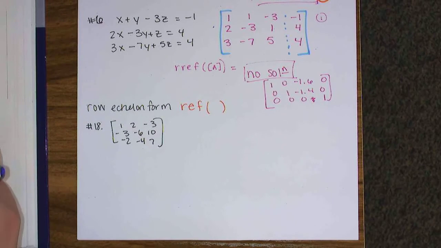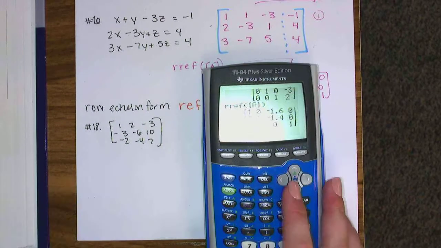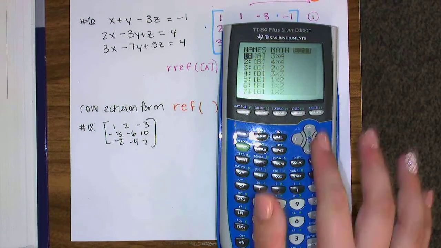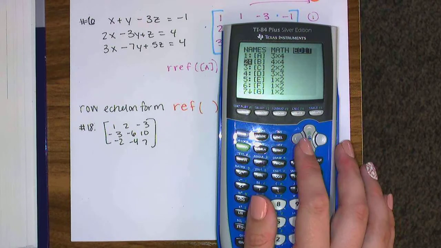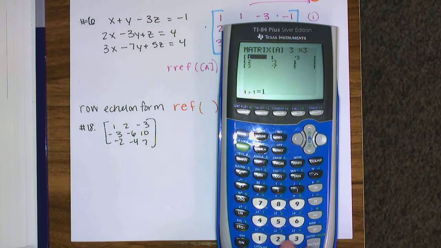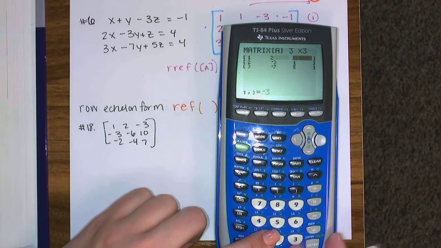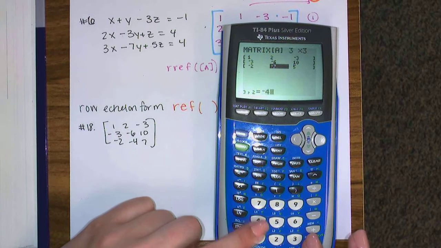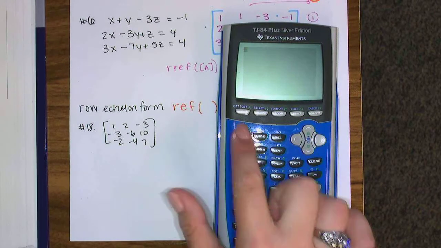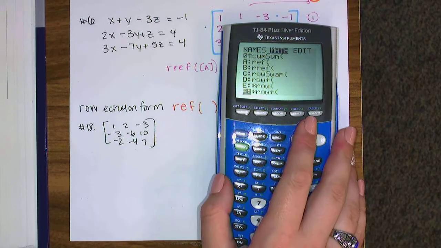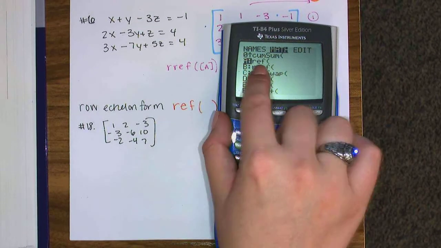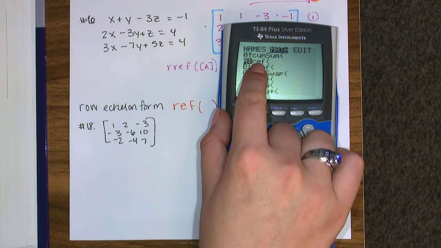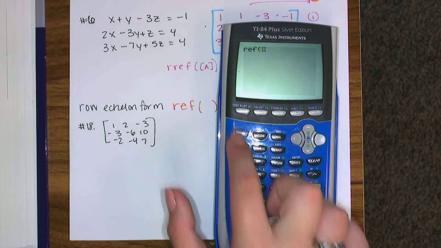Okay, so now you go to your calculator. So second matrix, over to edit. It doesn't matter which one I do it in. 3 by 3 for this one. So 1, 2, -3, -3, -6, 10, -2, -4, 7. So you can quit second matrix, go to math, and now you're looking for REF. So REF here, row echelon form, not RREF. We're looking for REF, and it will give you a different answer in second matrix A.